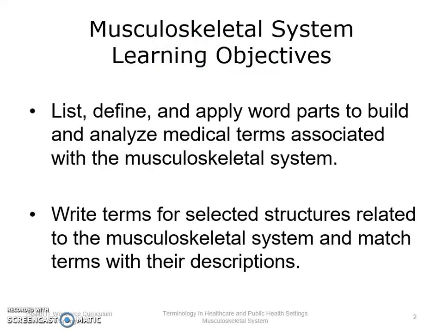The objectives for the musculoskeletal system are to list, define, and apply word parts to build and analyze medical terms associated with the musculoskeletal system, and to write terms for selected structures related to the musculoskeletal system and to match those terms with their descriptions.